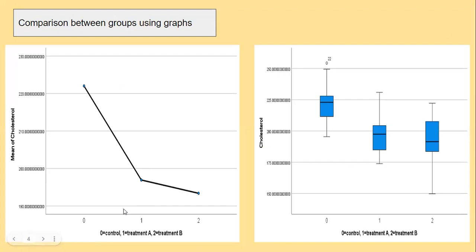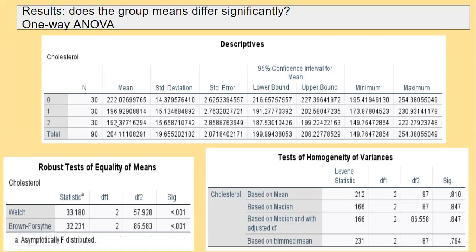And here we are doing the comparison between the groups using graphs. Looking first at the box plot, we can see group 0 has the highest cholesterol level and group 2 has the lowest level. However, group 1 overlaps with group 2, and we can see the mean here and the mean here are very close, while the control group is the highest, which is the same as we saw earlier. The means of group 2 and group 1 were close, like 193 and 196. However, the control group was 222.